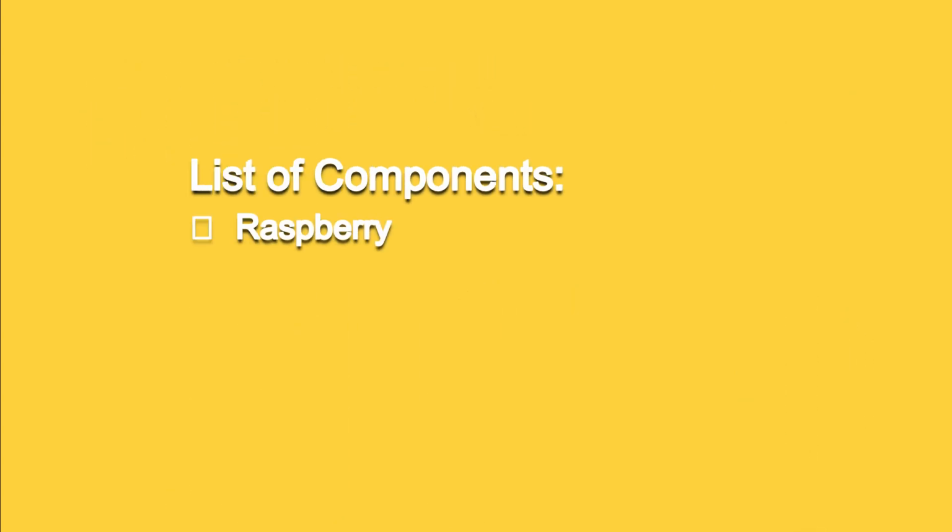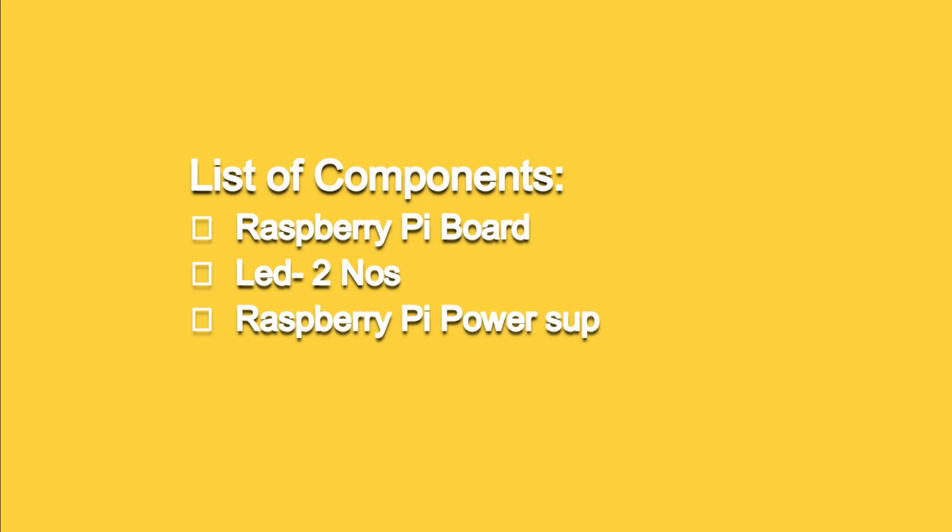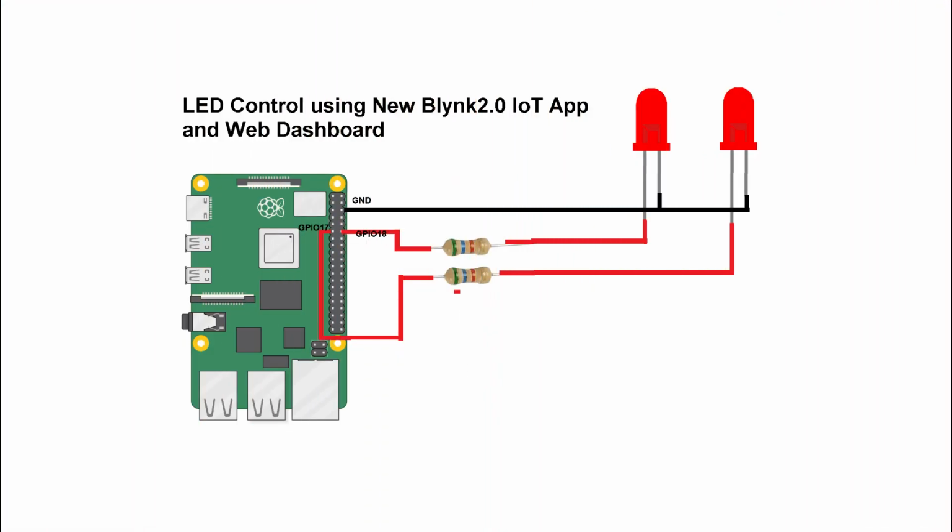We require the following components: Raspberry Pi, two LEDs, Raspberry Pi power supply and few connecting wires. And this is the circuit diagram. You need to connect the LEDs to the Raspberry Pi as per this circuit diagram. Let's connect the hardware.